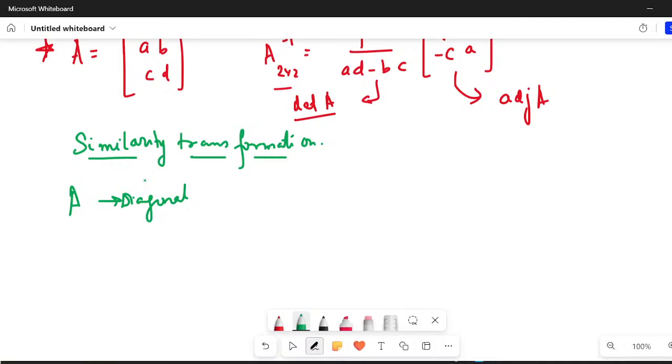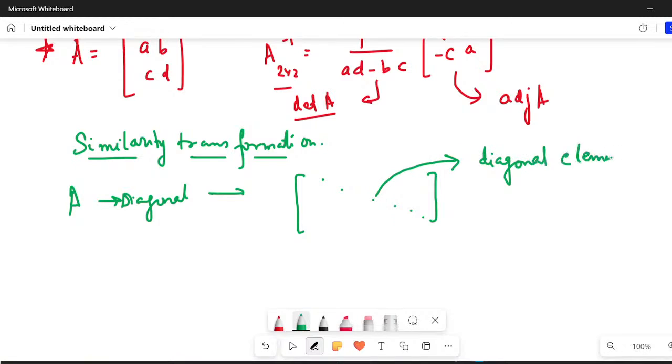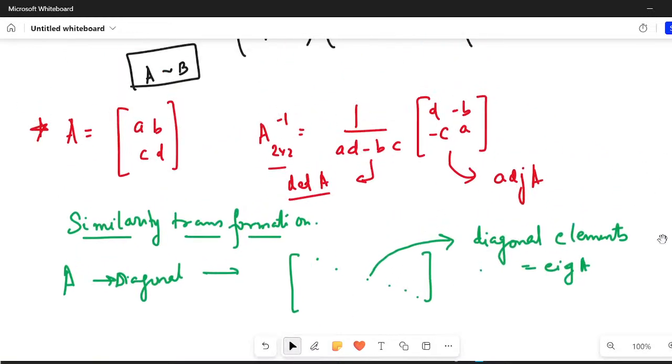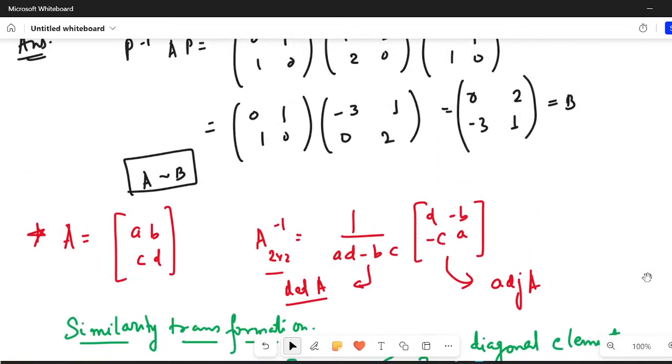Right? And if the matrix is diagonal, then the diagonal elements will be nothing but the eigenvalues. These diagonal elements will be equal to the eigenvalues of A. Is that clear? I hope it is clear.